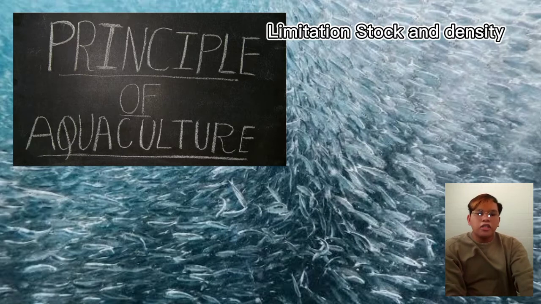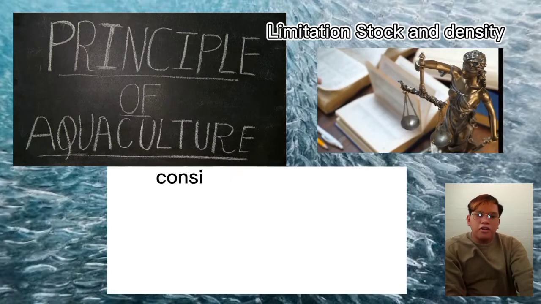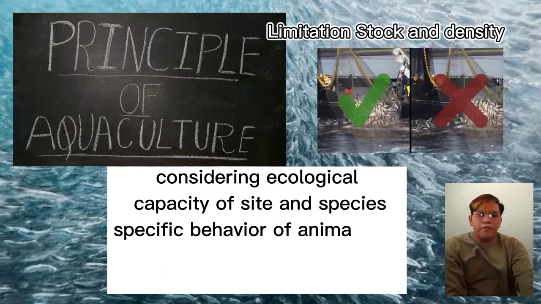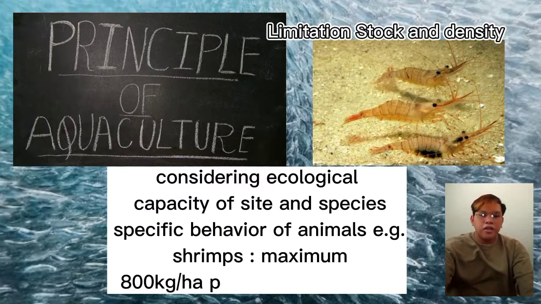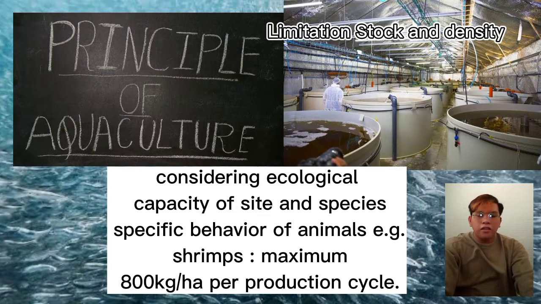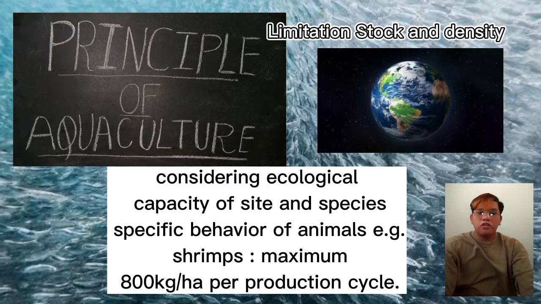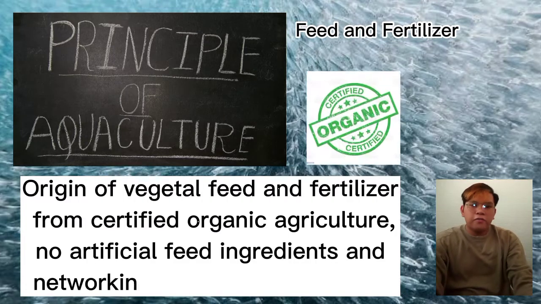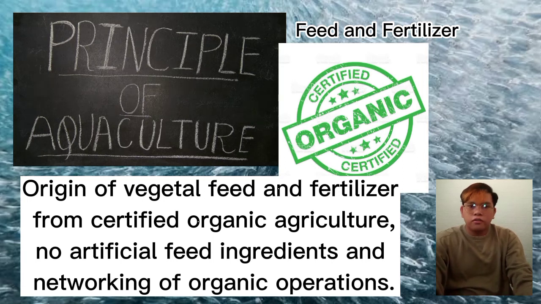2. Limitation of stocking density. Considering ecological capacity of site and species, and specific behavior of animals, example is shrimp, and a maximum of 800 kilograms per production cycle. 3. Origin of vegetal feed and fertilizer from certified organic aquaculture. No artificial feed ingredients and networking of organic operations.